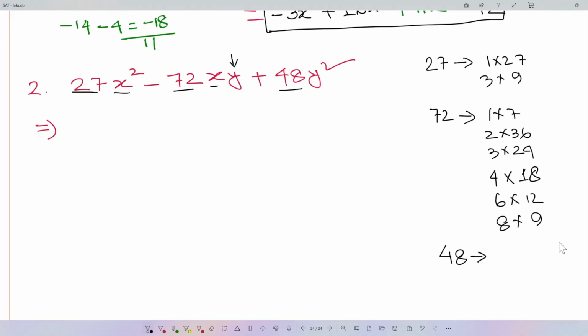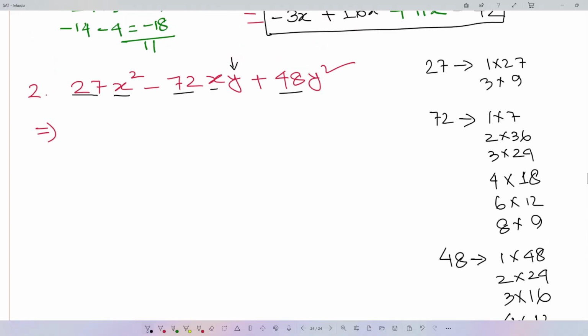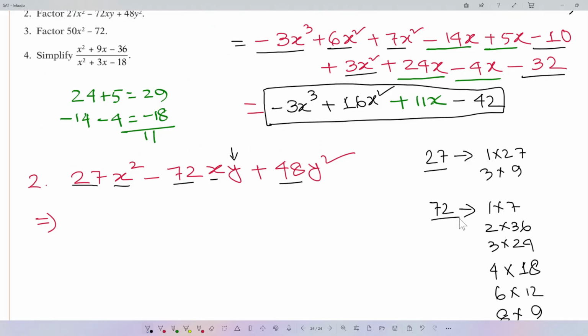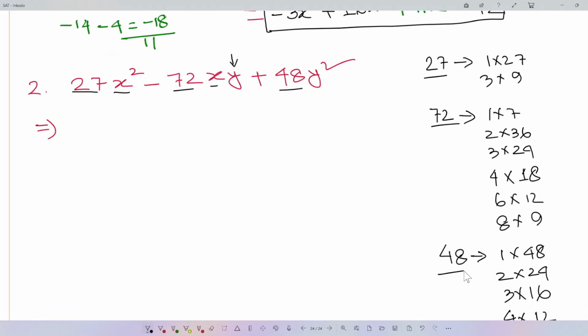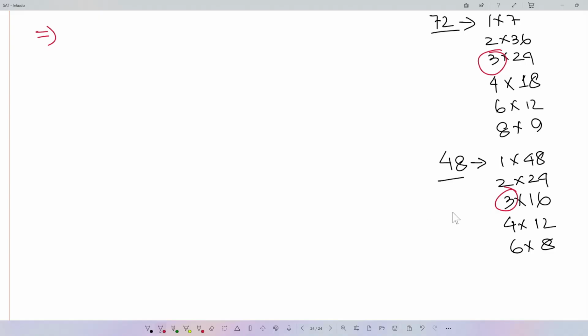48, this one we can write 1 times 48, 2 times 24, 3 times 16, right? 4 times 12, 5 not possible, 6 times 8, 10 is not possible. Now look, here the factors of 27, 72 and 48. So what is the common thing and which is the highest? So here 3 is the highest common factor.